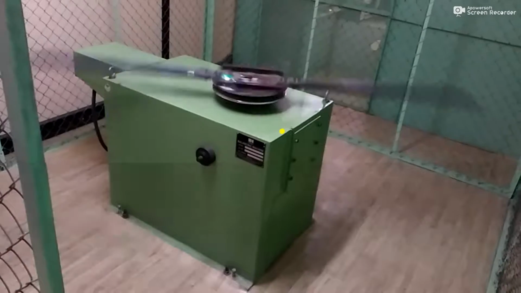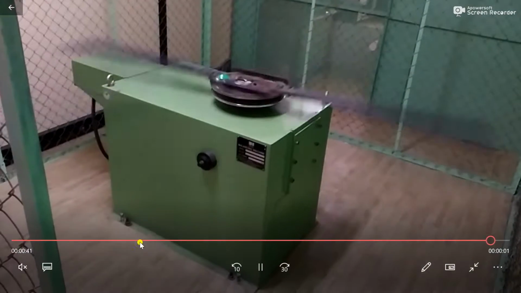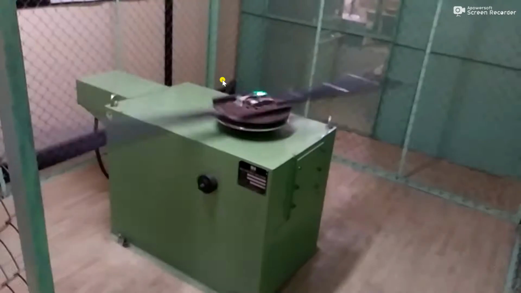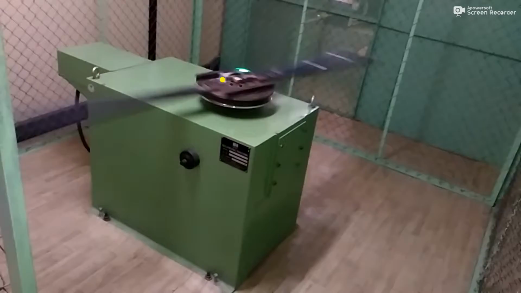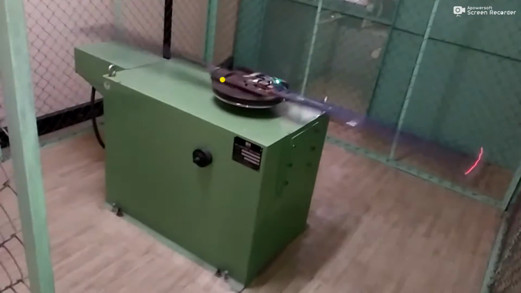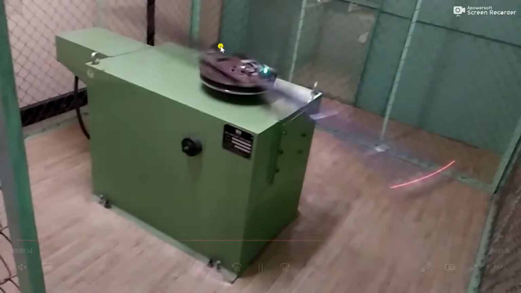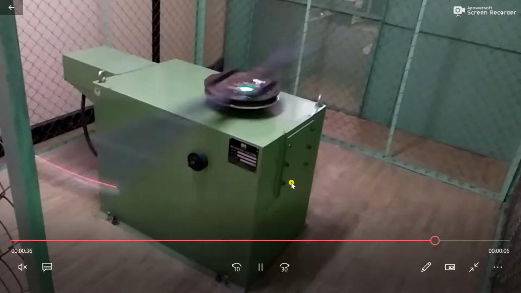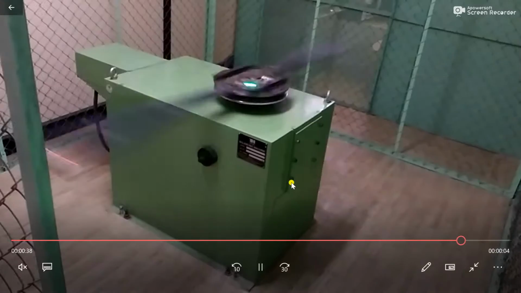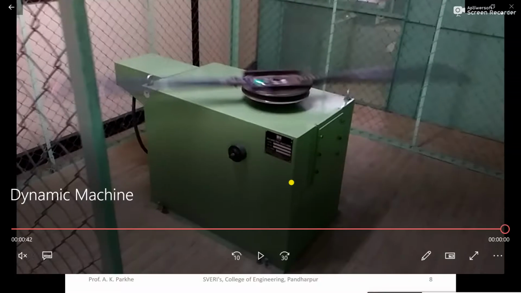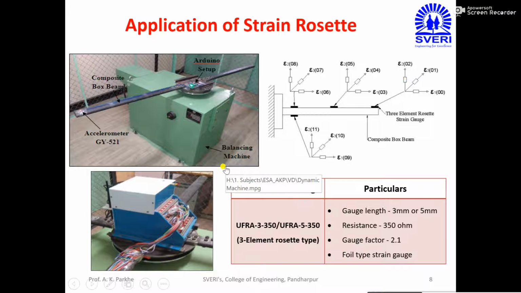So like that, in dynamic applications where the components are rotating, such types of strain rosettes, or the rosette type of strain gauges, are used to calculate the strain in a number of directions, because the state of strain and its direction is unknown in such applications. So this is the basic application of the strain gauge rosettes, where it is mostly used in dynamic applications. Okay, so this is about the application of the strain gauge rosette.